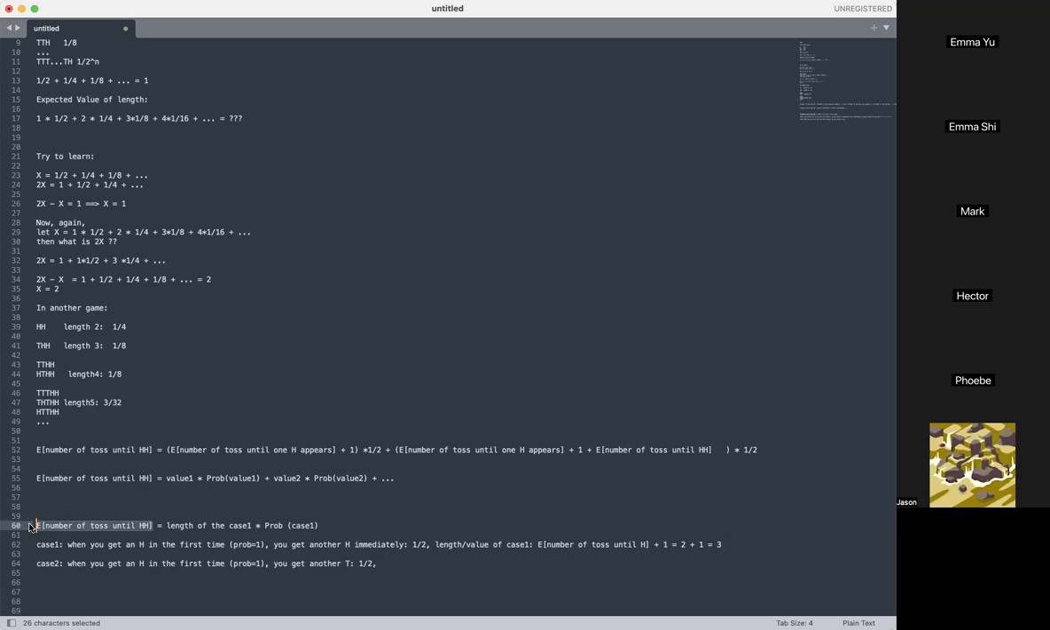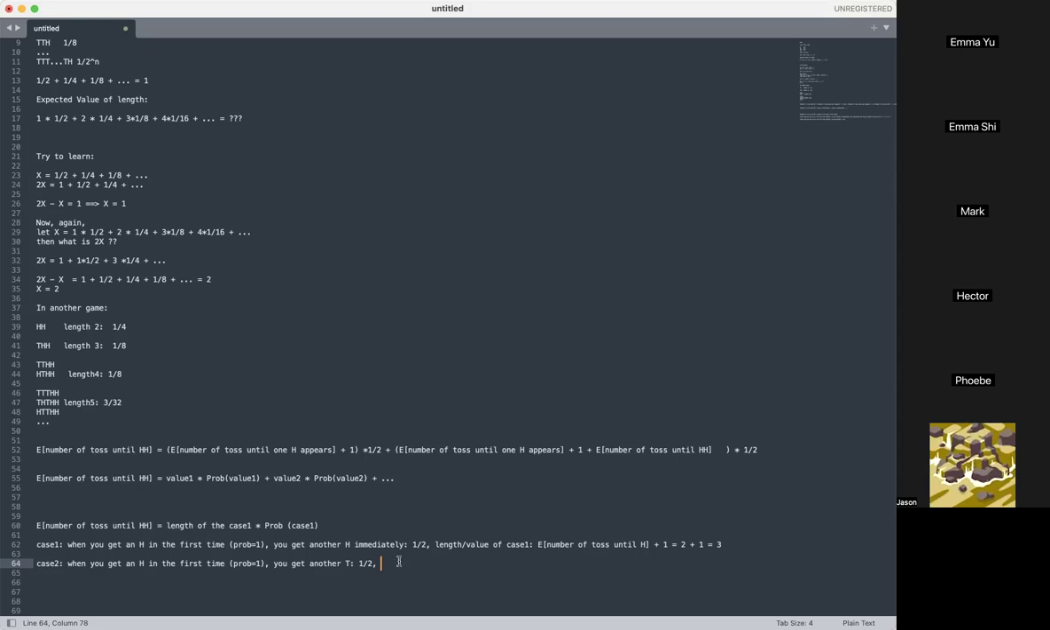Mm-hmm. So can you explain the whole idea of case 2 again, in your own words? When you get an H and then the probability equals 1 and then you get another T, you have to start again like the original equation. Yeah. So once you get a T, how many extra tosses do you need to make in order for you to get to H?